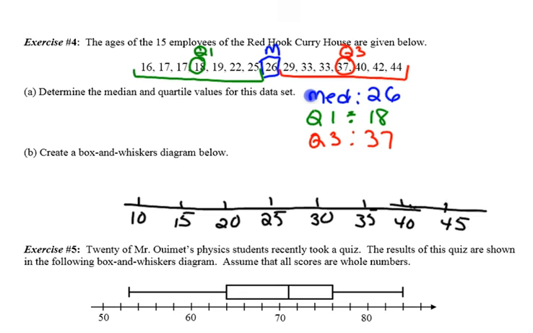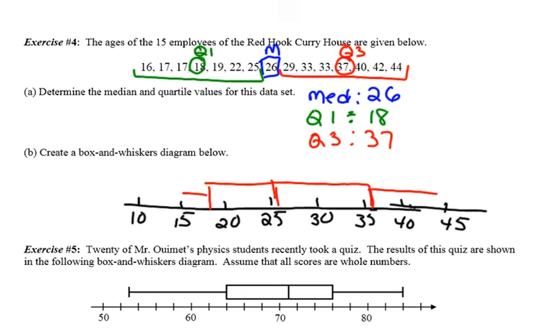45. Okay, so I'm going to put my box on using Q1, the median, and Q3. So we have about 18, 26, and 37. There's my box. And my whiskers go out to the ends, so they go out to 16. So we have a little whisker, and out to 44, a little bit of a longer whisker.